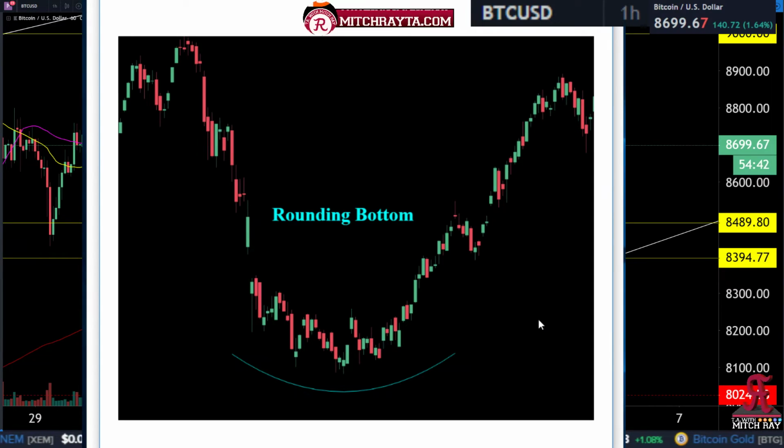You know, rounding bottoms, I don't see them as often in this market, in the crypto market. I don't see them that often. A lot of them do the same thing as the others.